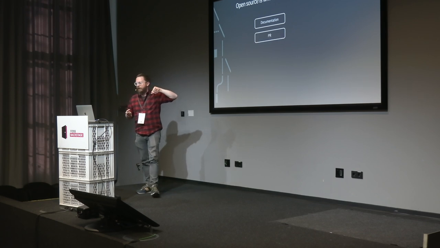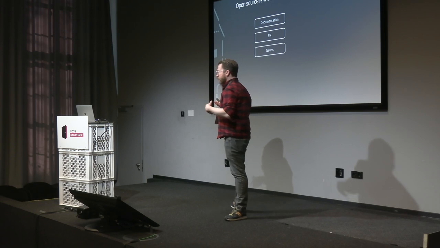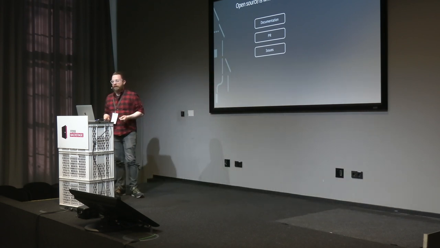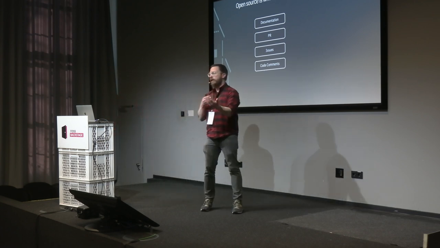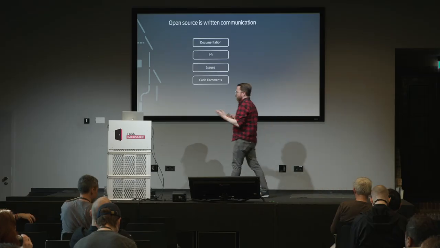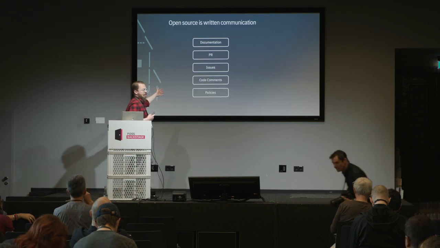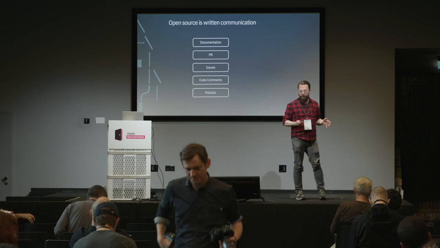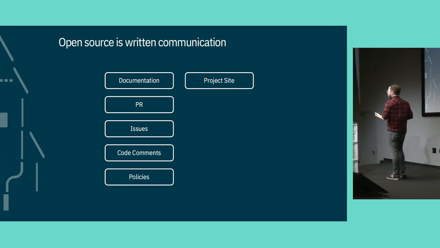You have things like pull requests or merge requests where you're describing something. You have things like issues where a user is describing something they found, or maybe a security issue. You have code comments, which are in the source code, but they're human communication that's written, not logic. So that's something that takes a lot of time, and good projects have lots of code comments. Policies have to be written, and those take an inordinate amount of time to get right and a lot of communication back and forth. You have things like your project site where you're talking about things in the project.